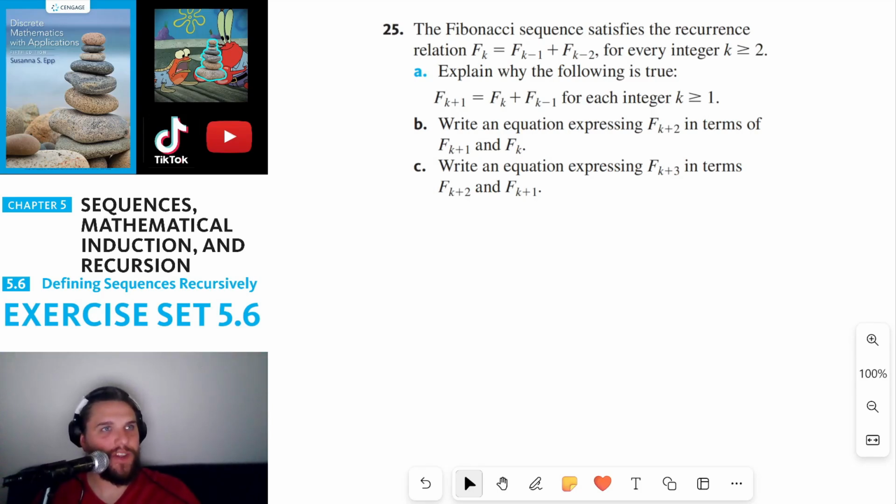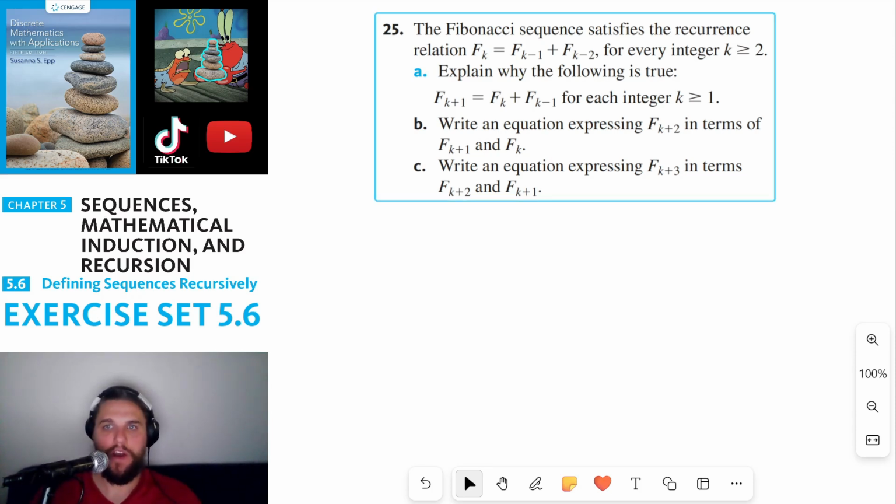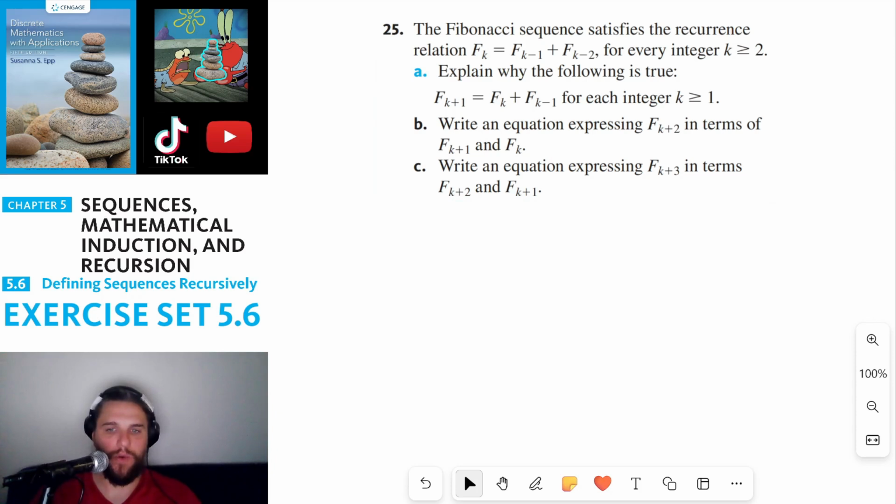The Fibonacci sequence satisfies the recurrence relation f sub k equals f sub k minus 1 plus f sub k minus 2 for every integer k greater than or equal to 2. Explain why the following is true: f sub k plus 1 equals f sub k plus f sub k minus 1 for every integer k greater than or equal to 1.